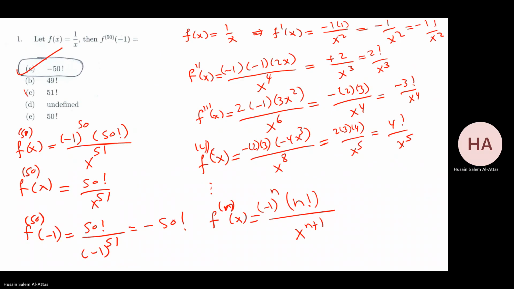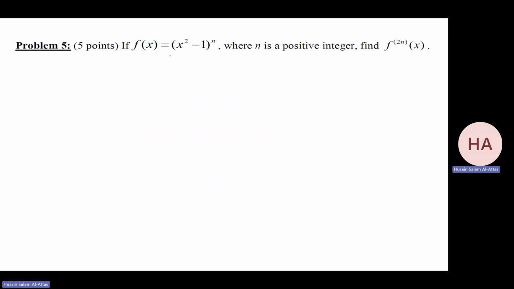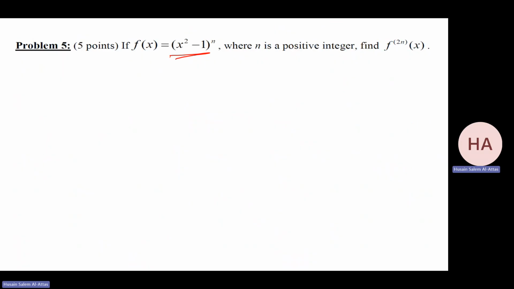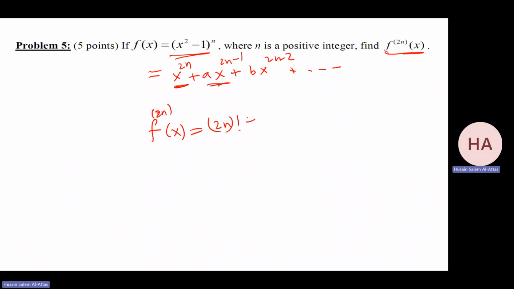Okay. Now this one is similar to this one. If I open it up, what is the highest power? It will be x to the power 2n plus a number times x to the power 2n minus 1, another number times x to the power 2n minus 2, and so on. So if I want to find the n-th derivative of x to the power 2n, this one gives me 2n factorial. The others give me 0, 0, 0, because their powers are less than this. So the answer is 2n factorial, which is clear.